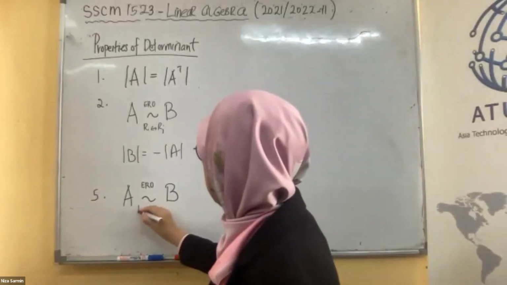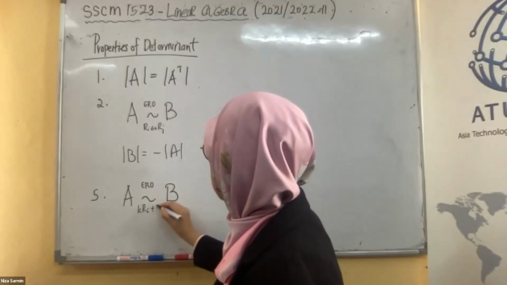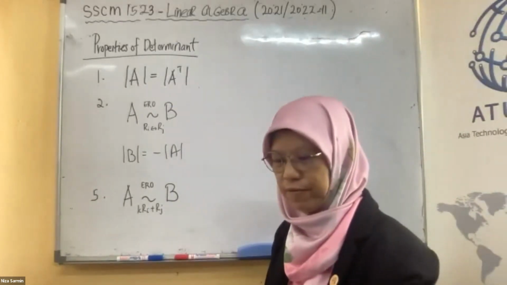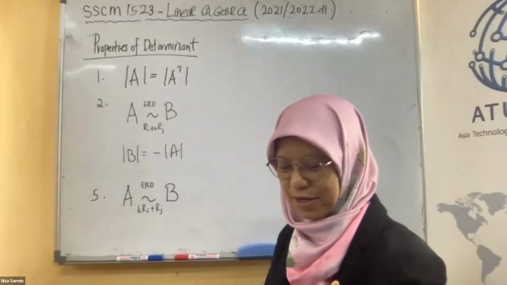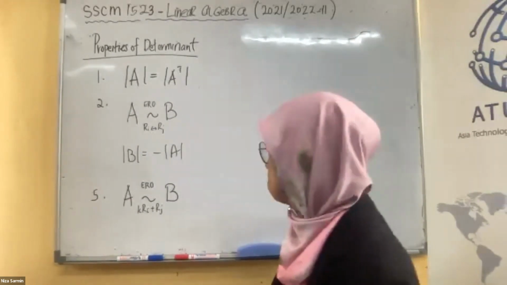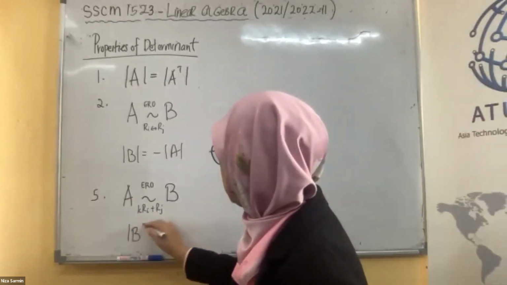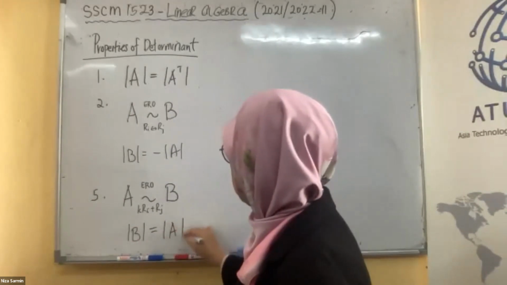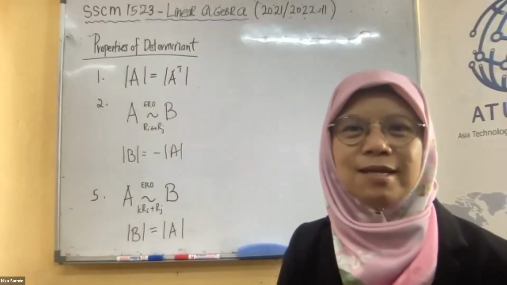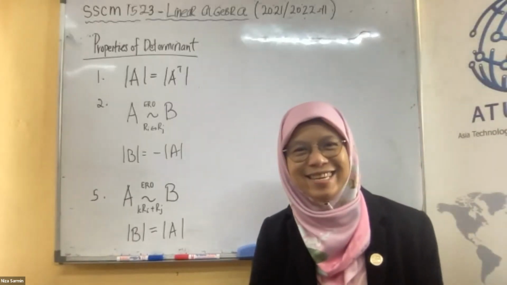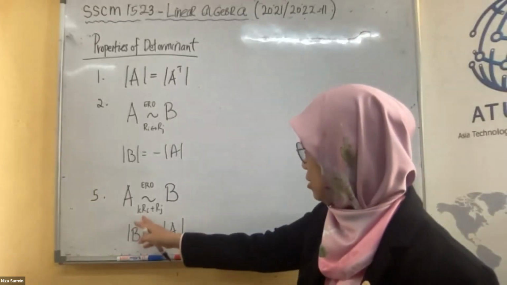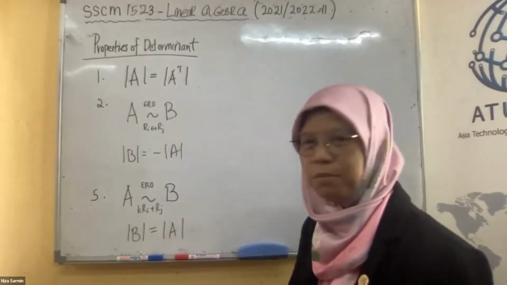If this is k R_i plus R_j. Okay, in here we call it number 5. Hashtag can't wait. Okay. Then the determinant are the same. Amazing, right? Can't believe it. Okay, if you follow this, you do ERO, the determinant is the same.